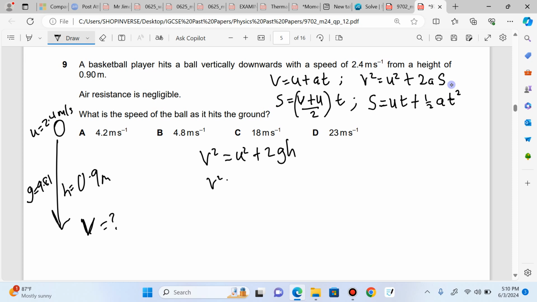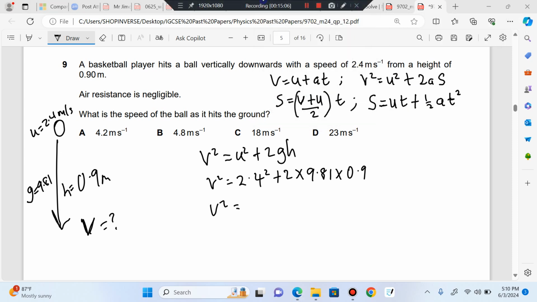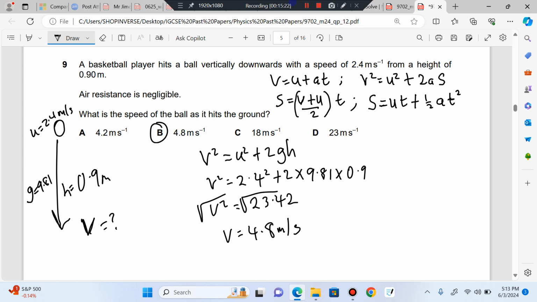So v squared, which you do not know, equals u squared, which is 2.4 squared, plus 2 multiplied by g, which is 9.81, and the height is 0.9. Use your calculator to evaluate this, so v squared equals 23.42. To get the value of v, you take the square root of both sides, and v will give you 4.8 meters per second. That makes B the correct answer to question number 9.